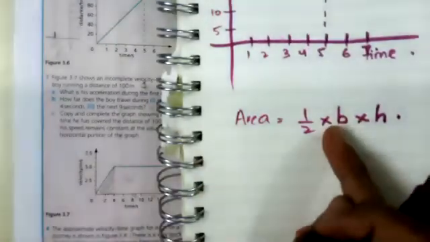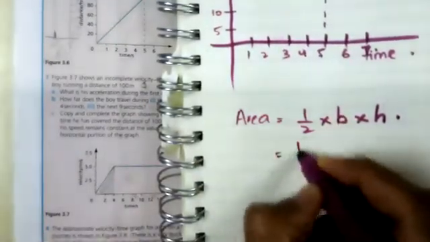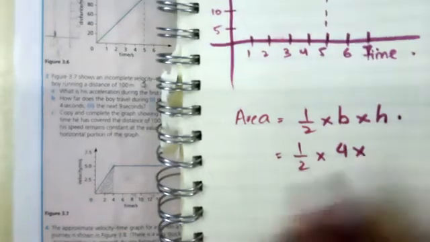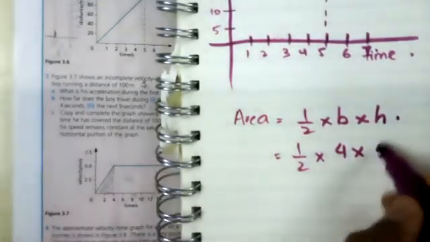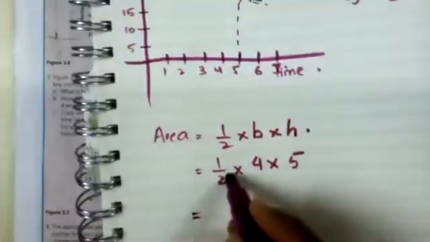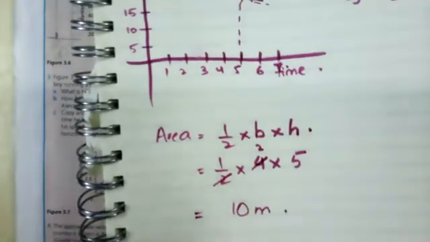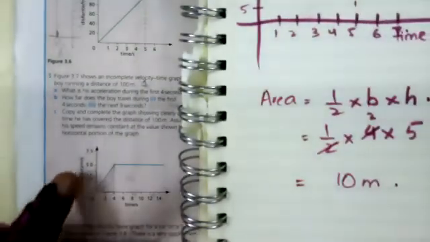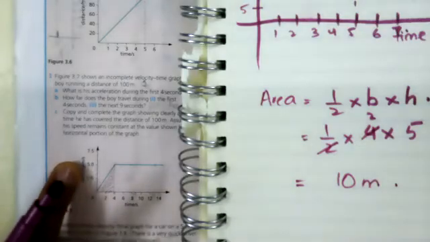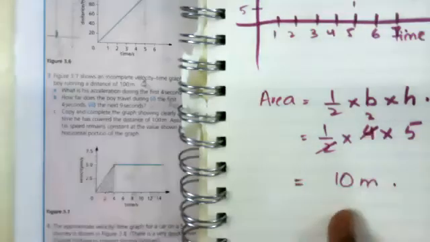Okay, so base would be 4 in this case. Height would be 5. So 2 twos are 4, 2 fives are 10 meters. And the unit will be meter because the velocity is also given in meters per second. So 10 meters is the distance traveled.